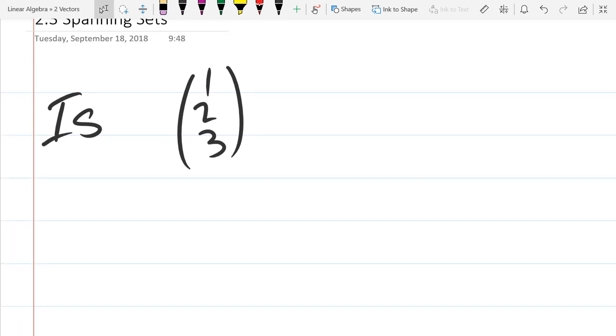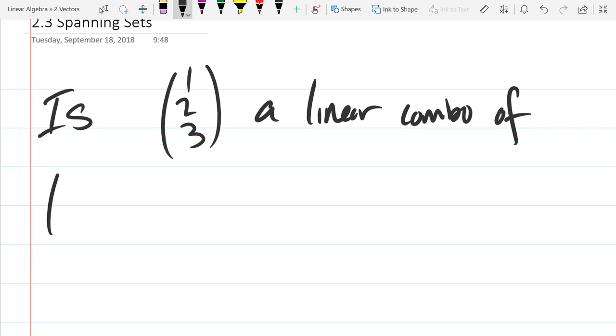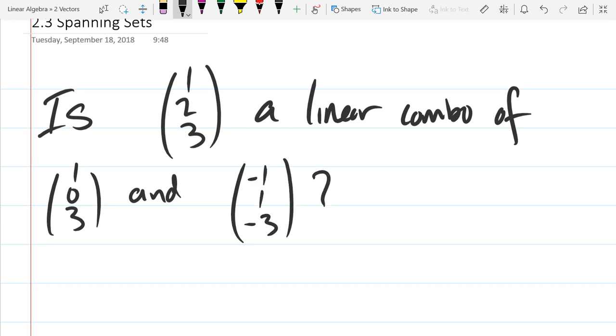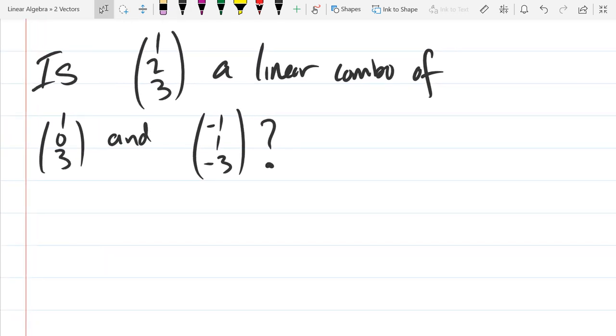So is this vector 1, 2, 3 a linear combo of 1, 0, 3 and negative 1, 1, negative 3? To answer this question, let's just try it out. What would a linear combination of these two vectors look like?